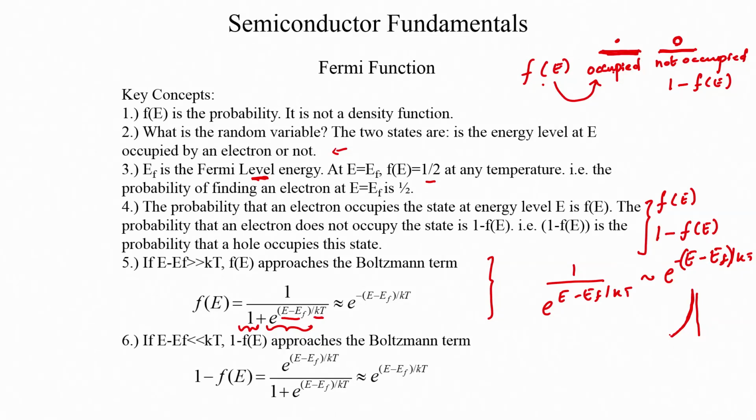Now, if E minus EF is approaching values of kT, you cannot simplify this denominator, and you need to take into account the entire Fermi function value.